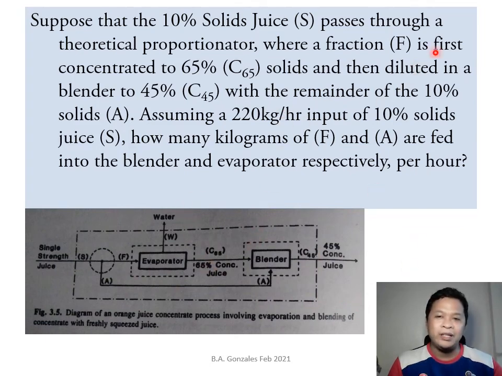Again, the evaporator concentrates to 65 instead of 45, and then it's diluted in a blender to 45% with the 10% solids juice. Okay, so conveniently naka-drawing na dyan sa inyo yung process para mas madali na. Alright, and the question is, ano ba yung proportion ng F tsaka A? No, ilang kilo yung pumapasok sa evaporator at ilang kilo yung mapupunta sa blending per hour.